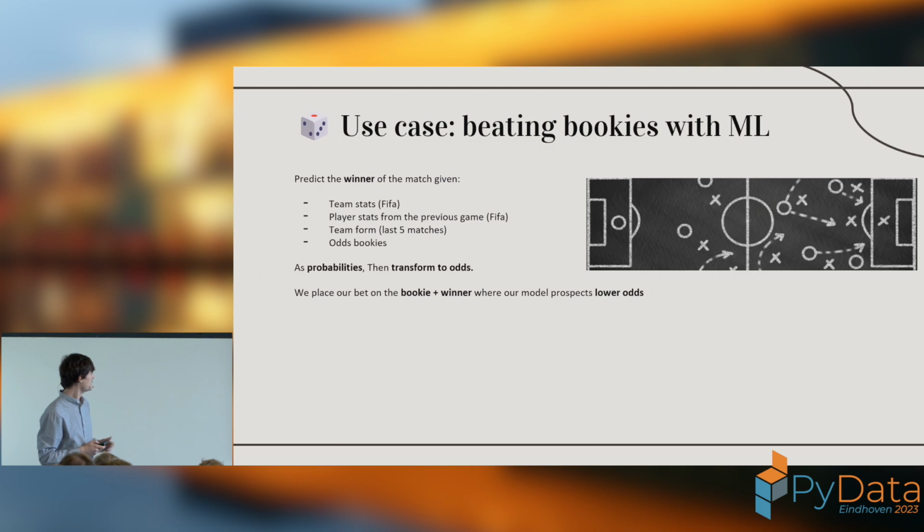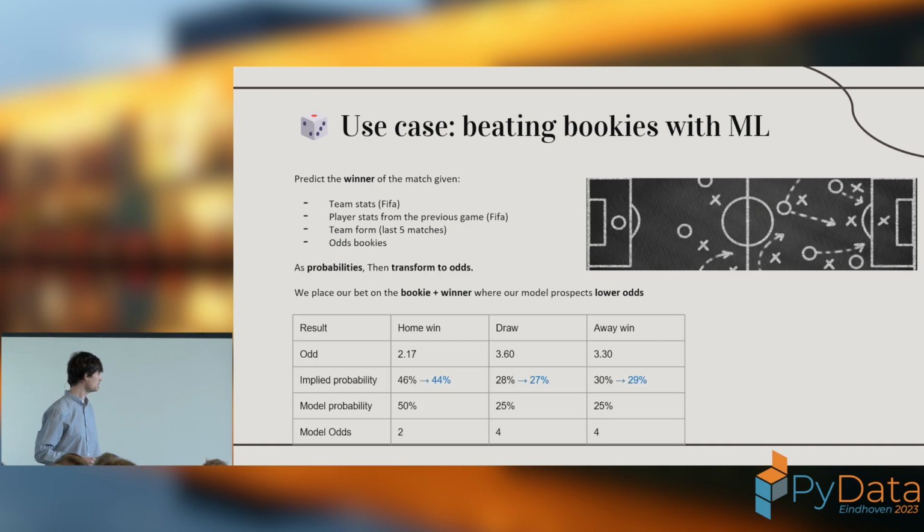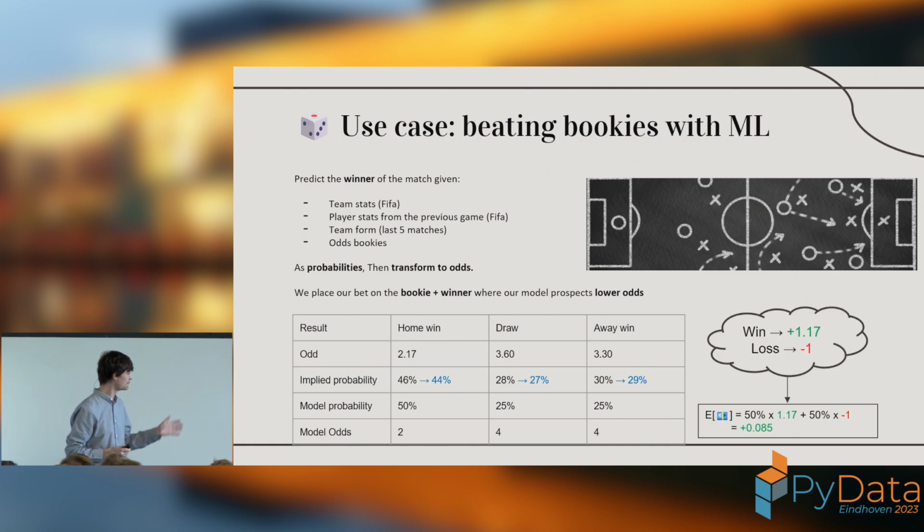And so it's important that we model it as probabilities, and then we can transform it to odds as well. And then we will place our bet on the bookie and winner, where our model has lower odds, or where we have a higher probability than their implied probability. So in the same example, if the model probability would actually be 50%, then in the view of the model, the expected profit if I bet on the home team winning would be 8.5 cents.